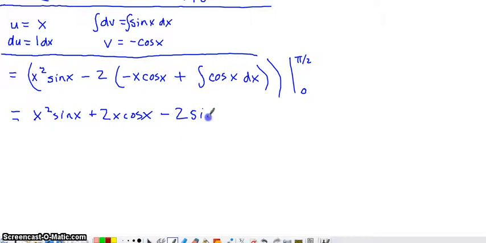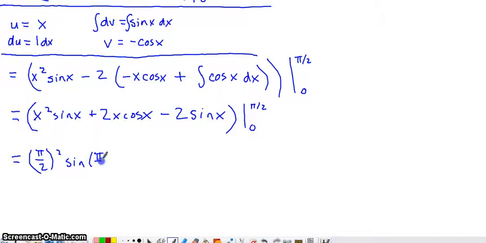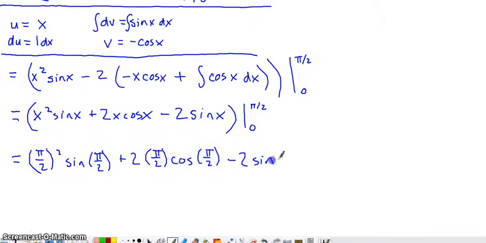Well, the integral of cosine of x is sine of x. We don't have to worry about a plus c. We're using the fundamental theorem of calculus here to evaluate a definite integral. So we're going to toss in this limit of integration, then toss in this one, take a difference, and have our answer. So when we put pi/2 in place of all the x's, we're looking at (pi/2) squared times the sine of pi/2, plus 2 times pi/2 times the cosine of pi/2, minus 2 sine of pi/2. So when we put in the upper limit of integration, we get this. We're going to have to evaluate this in just a second.